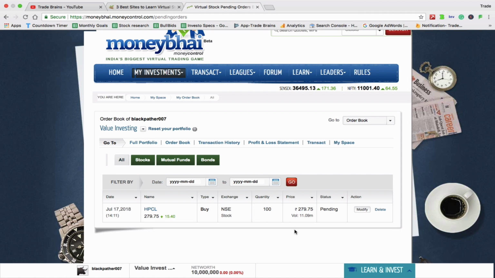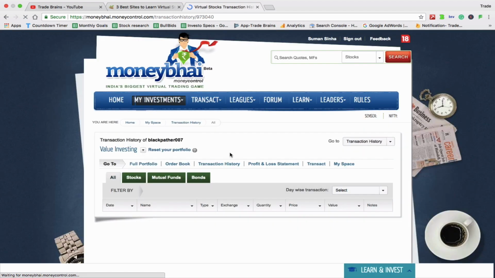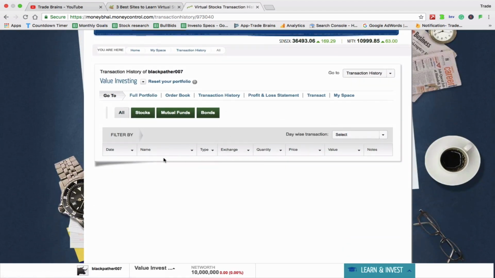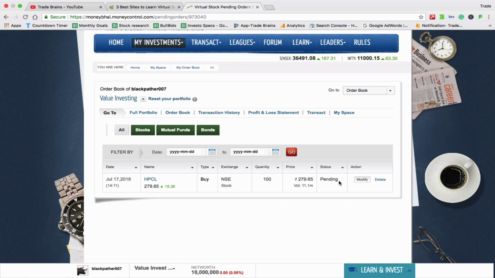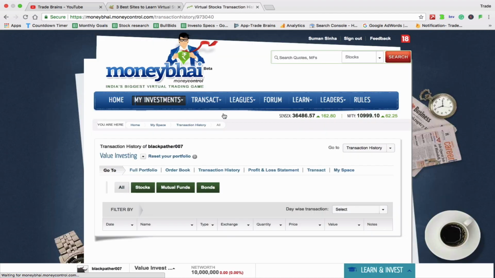So if your transaction is complete and you want to check that it's actually happened, you can go to transaction history. And here you can see that currently it's not showing any history, so maybe it's taking a little time, but generally it happens very fast and your order will get completed within seconds. So this is how you place an order. Once your order is completed, it will show in your transaction history.